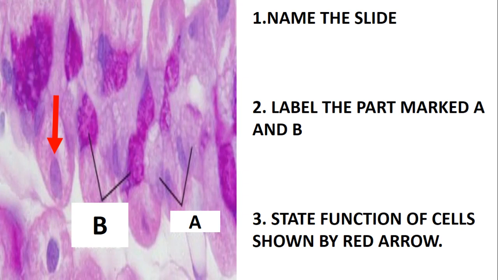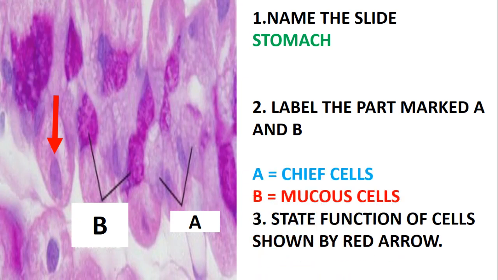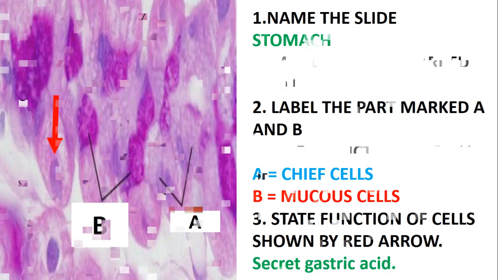If you look at this slide, it is just that of the stomach. Label the parts marked A and B. The part marked A is just the chief cells, and B are just the mucus cells. Then state the function of the cells shown by the red arrow. The cells shown by the red arrow are just the parietal cells, and their main job is just to secrete gastric acid.